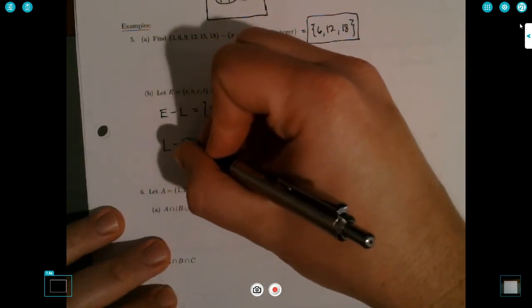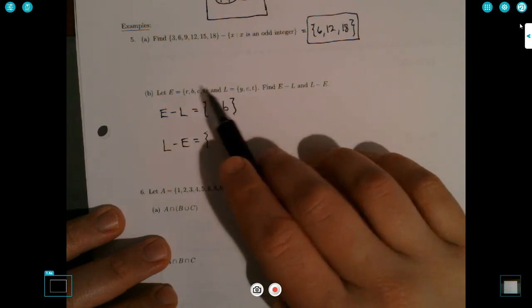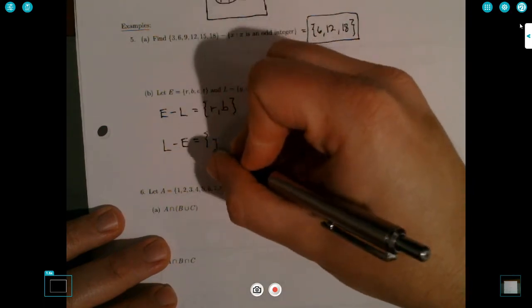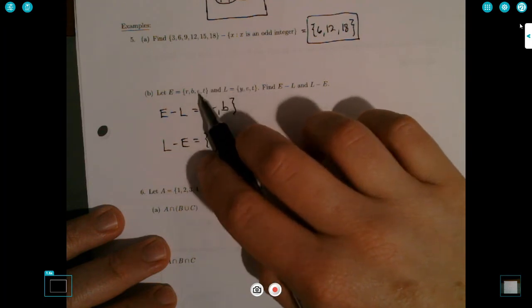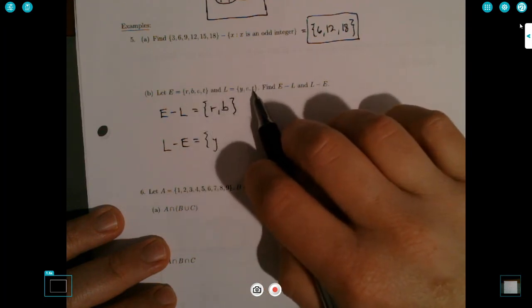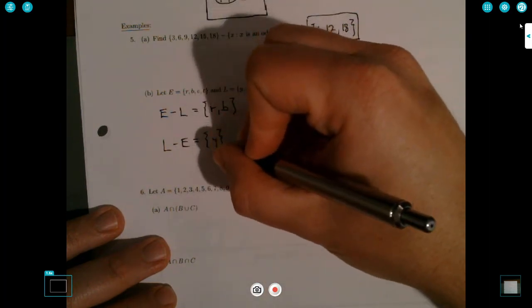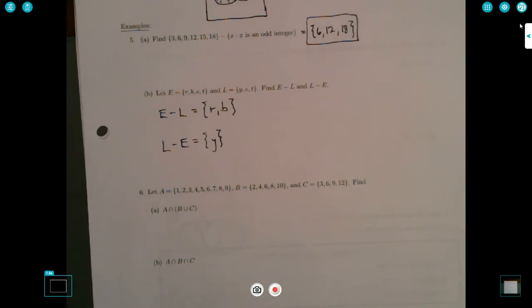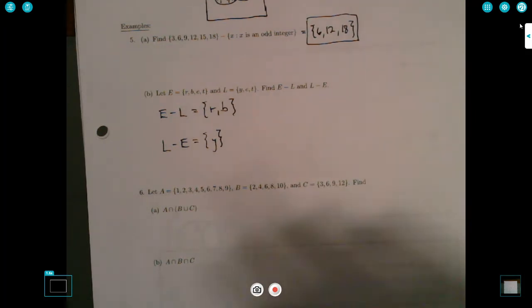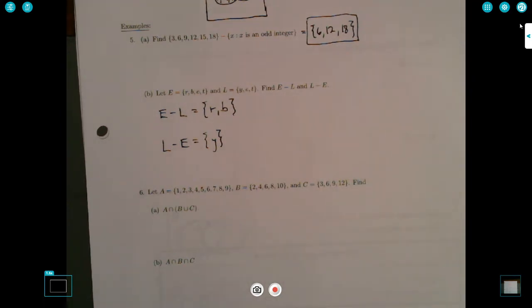What about L minus E? Well, Y is in L, and it's not in E, so Y can be in the difference. E is in L, but E is in E, so we've got to kick it out. T is in L, T is also in E, so we have to kick it out. So L minus E only contains the element Y. And you can see right away that E minus L and L minus E are not the same thing, right? They're not the same thing. Okay, so that's set difference.